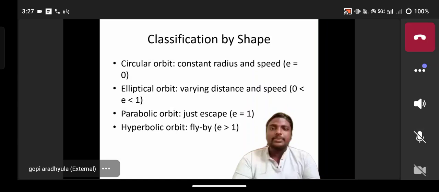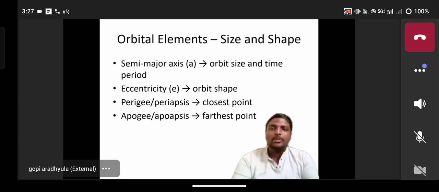Circular orbit: constant radius and speed, e equals 0. Elliptical orbit: varying distance and speed, 0 less than e less than 1. Parabolic orbit: just escape, e equals 1. Hyperbolic orbit: flyby, e greater than 1. Now I discuss the orbit elements, size and shape.